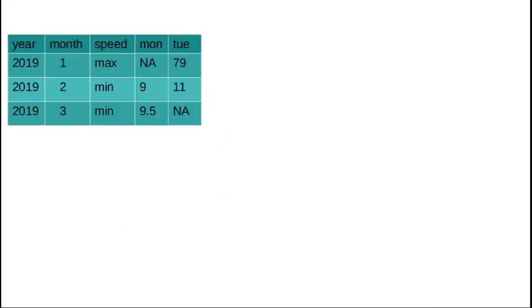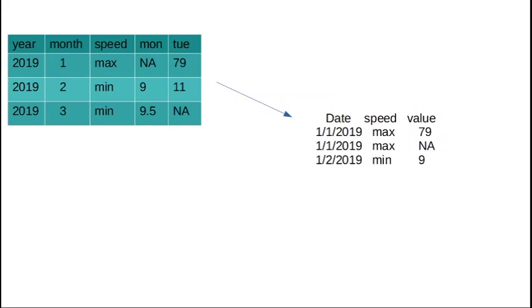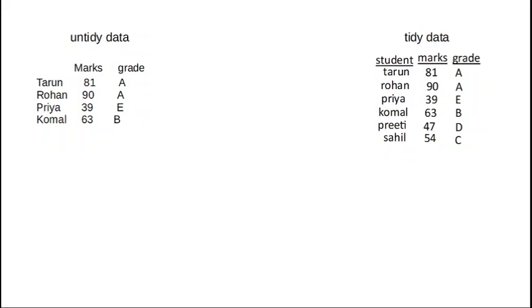So here in this data set, year, month and days are spread into columns and rows also. As you can see, if it is represented as tidy data, it looks like this. So I sum up, I convert year, month and days into a date variable, and this becomes a long format data set. So this is untidy data, and on the right hand side tidy data.